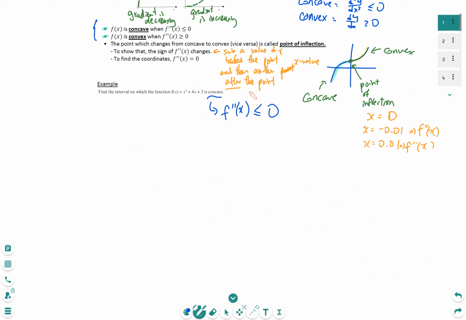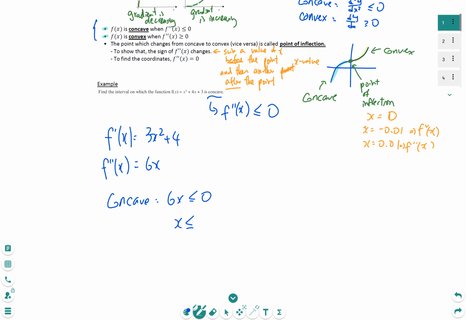So it's less than or equal to 0. We find the first derivative, differentiating once: 3x squared plus 4. Second derivative, differentiating again: 6x. Right? So concave means 6x has to be less than or equal to 0. Divide by 6, so x is less than or equal to 0. That means the part where x is less than or equal to 0 is concave. Okay, so that's the part.